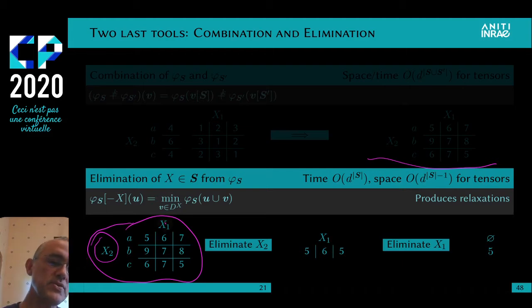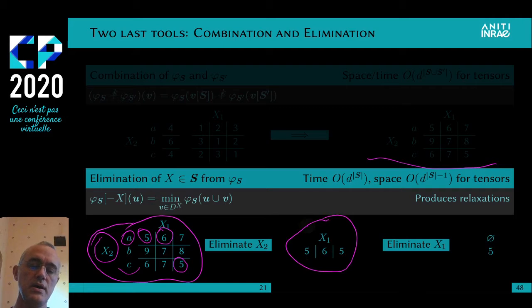Essentially, for the first value of x1, the best choice is 5, which corresponds to A here. For the second column, the best choice is 6 for A again. And for the last, it is 5, in this case for C. And we get a new function, 5 6 5, which only involves x1.